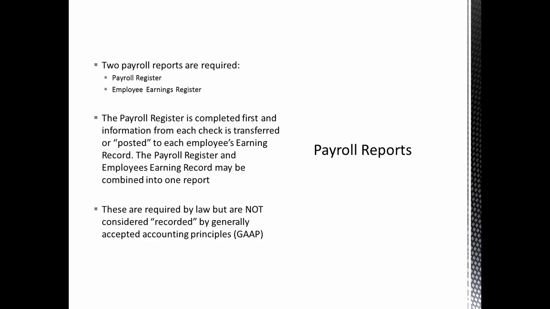However, even though we've been doing this all semester, and these are required by law, they're not considered recorded as concerning our Accounting 101, as concerning GAAP. Okay? GAAP means they've been recorded into a general journal or some other type of journal and then posted to the general ledger. And this has not yet been done, even though we have all the information. And so this chapter is about that part of the payroll process.